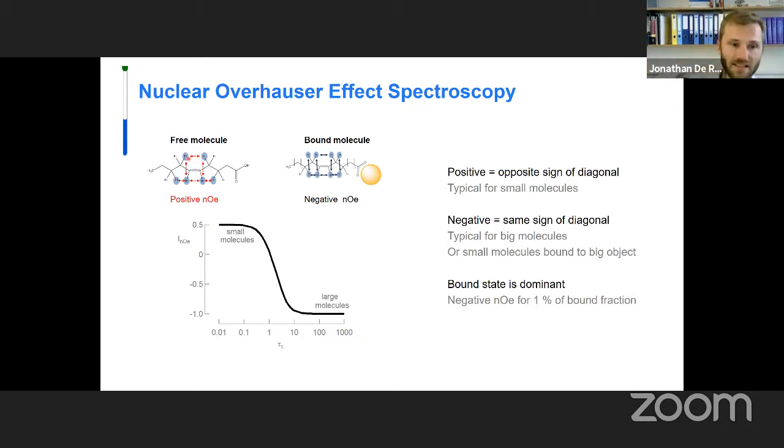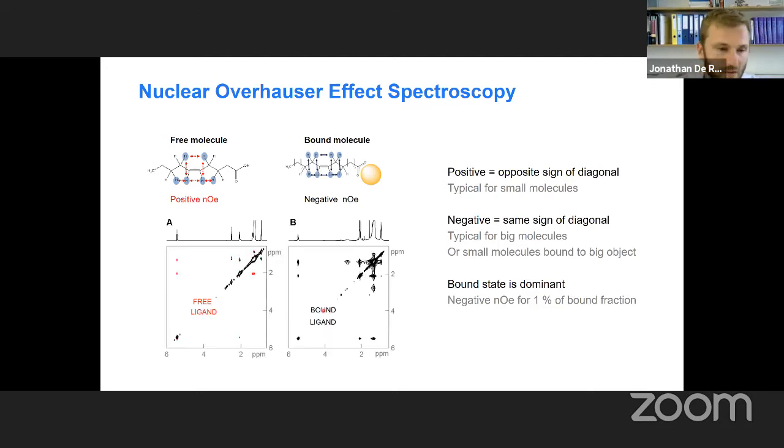Now, this effect is different for small molecules. Then it's small and positive, than for large molecules, because for large molecules, it is negative and has a larger intensity. And that is something we can use in a 2D spectrum, which we call NOESY, nuclear Overhauser effect spectroscopy, where we see one sign. So this here, the color represents the phase. So it can be either positive or negative.